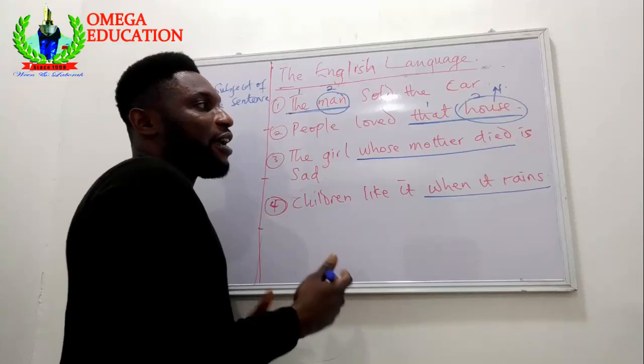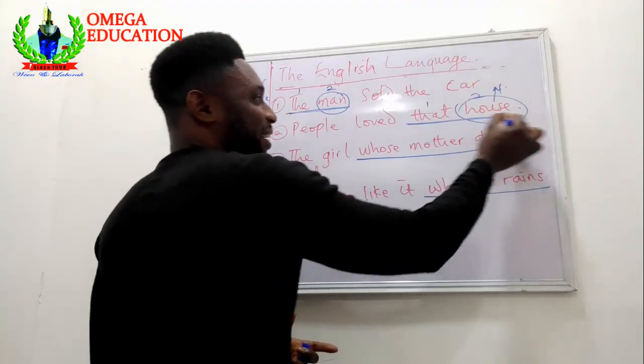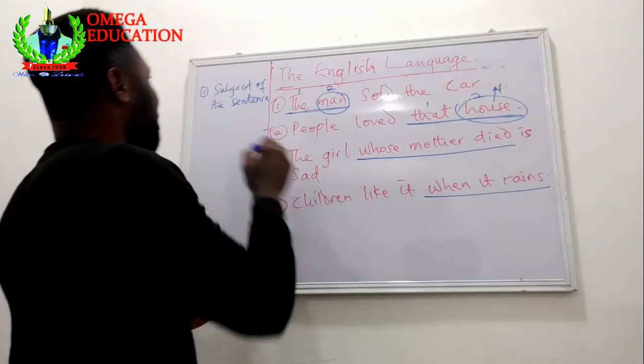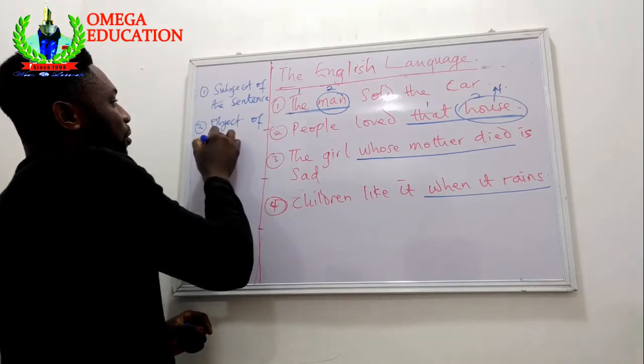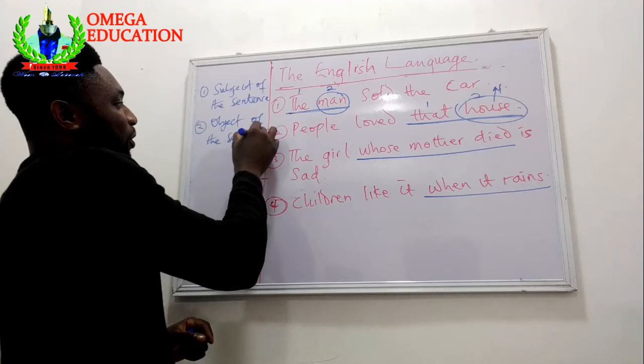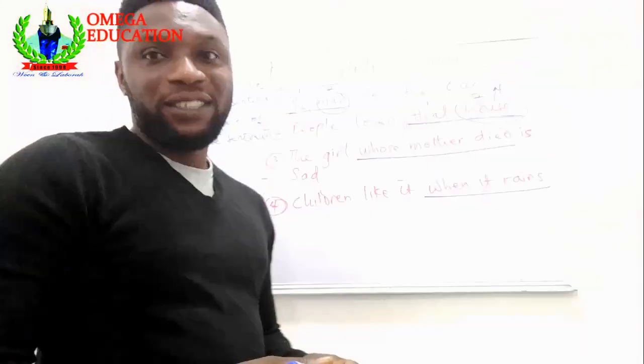Good. And if you look at it carefully there, it's at the end. So it will no longer be a subject, it becomes the object of the sentence. Clear? Good. Object of the sentence.